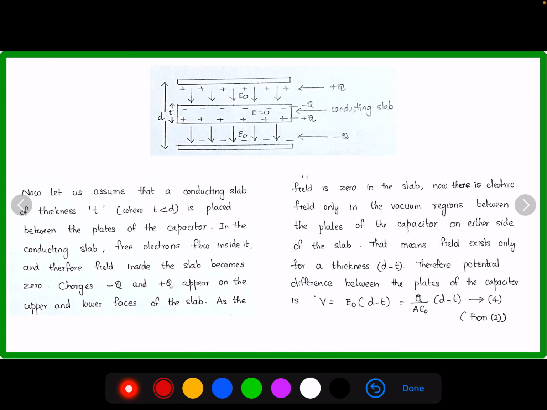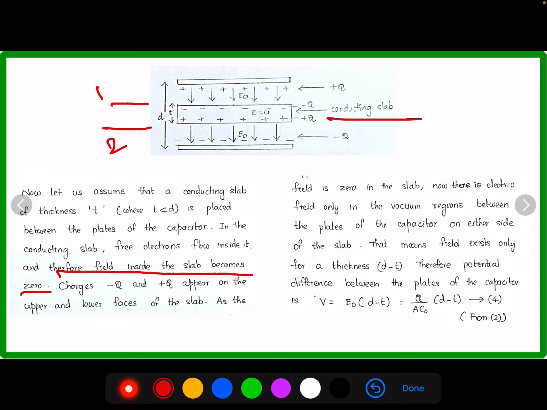So what we are trying to understand here is, this is a conducting slab, this is not a dielectric. Therefore here free electrons are flowing. Therefore there is no electric field. Electric field becomes 0. Therefore it develops charges minus Q on the upper side and plus Q on the lower side. You can see here plus Q on the lower side of this particular slab.